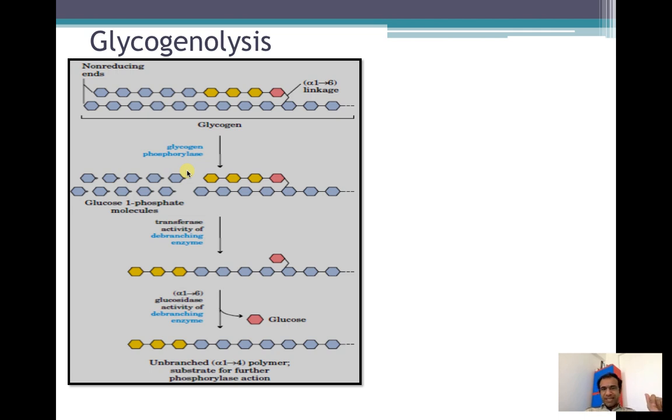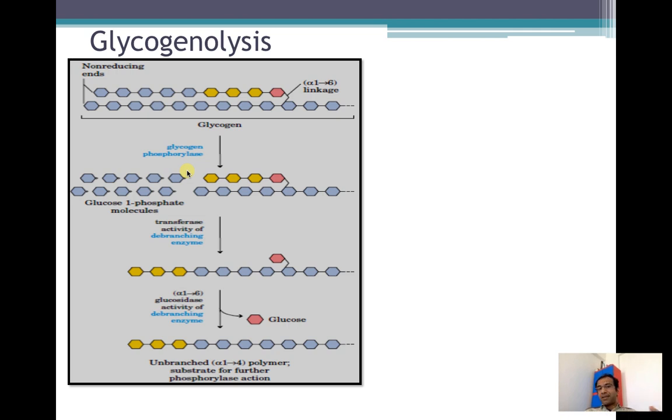So the main point here: if glucose 6-phosphatase is there, then a tissue can contribute towards the free glucose. Otherwise, the product of glycogenolysis will be glucose 6-phosphate, not glucose. So that process makes liver glycogenolysis and muscle glycogenolysis differ from each other. Liver has the presence of glucose 6-phosphatase, so it will contribute towards the blood glucose when the supply of glucose or blood level of glucose starts to fall.